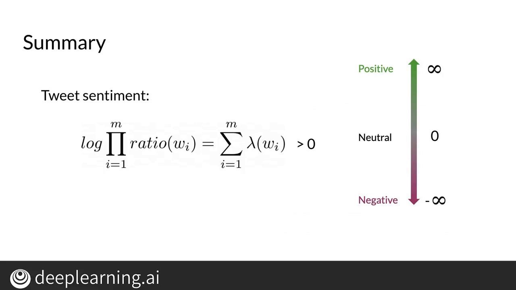Let's do a quick recap. You used your new skills to predict the sentiment of a tweet by summing all the lambdas for each word that appeared in the tweet. This score is called the log likelihood. For the log likelihood, the decision threshold is 0 instead of 1. Positive tweets will have a positive log likelihood above 0, and negative tweets will have a negative log likelihood below 0.